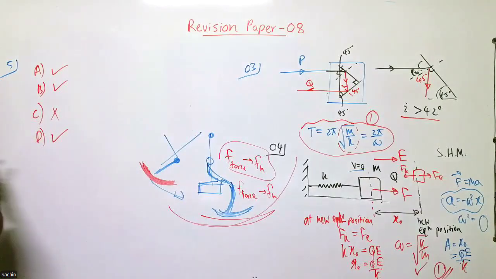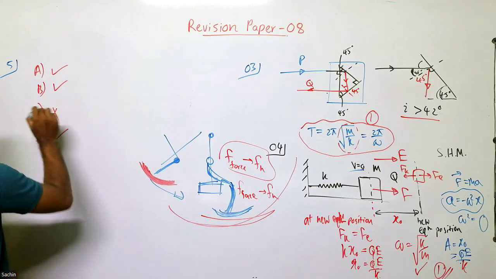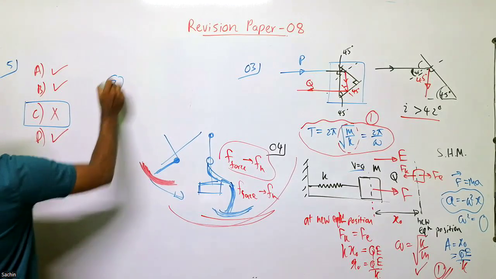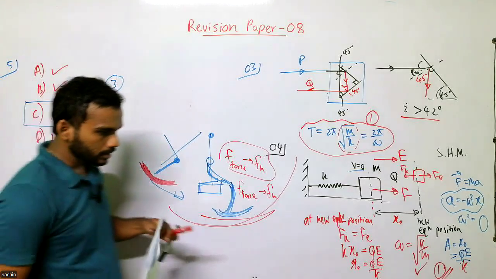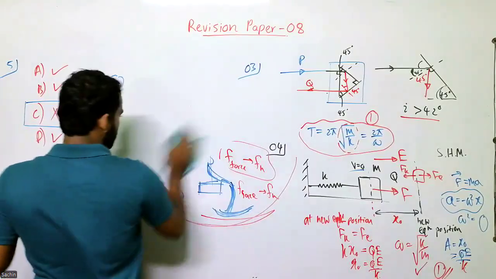That is also fine. So which one can't be explained? The one which is explained is C. So that is given in the third answer. Okay. Sixth question.